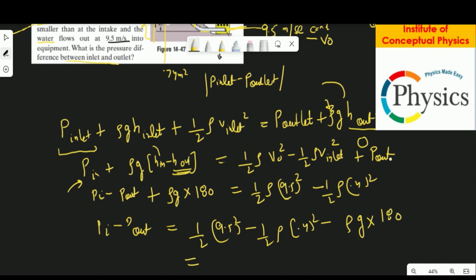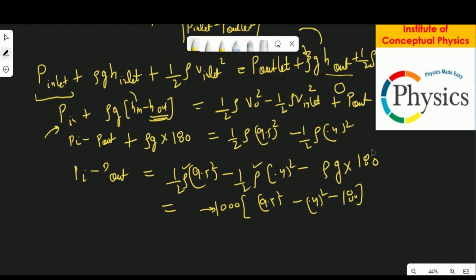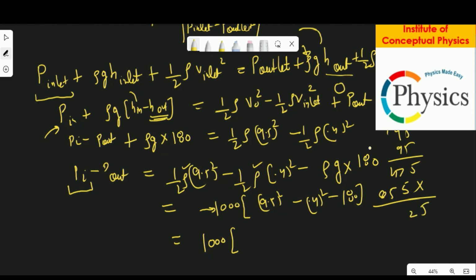Let's start putting the values, and I'm going to put the value of rho here. So rho is common in all of them. That is 1000, the density of water is 1000. So 9.5 square minus 0.4 square minus 180. Don't worry about the sign, because the negative sign doesn't mean anything. It just means the pressure at the inlet side. Maybe we will talk about the sign. So this is 9.5, roughly around 95 multiplied by 95, right? This is what you need to do. 5s are 25, 47, 9 5s are 45, 9 9s are 81, 85, 5 12, 90.25. So this is 90.25 minus 0.16 minus 180. So this is P inlet minus P outlet.